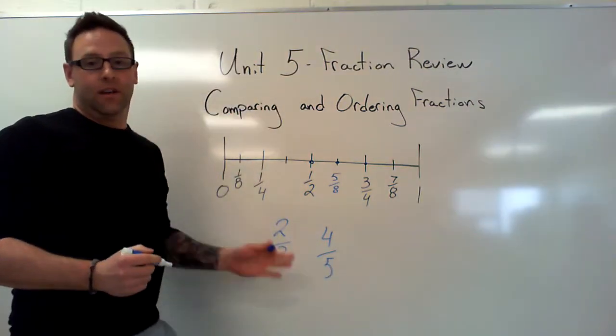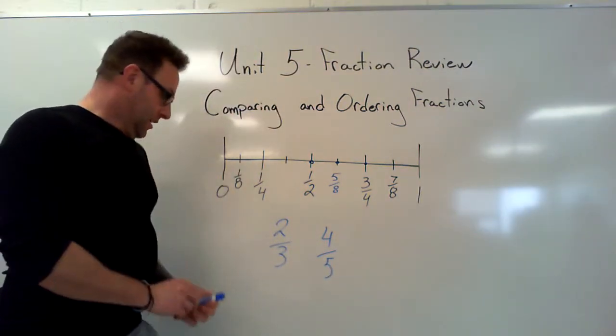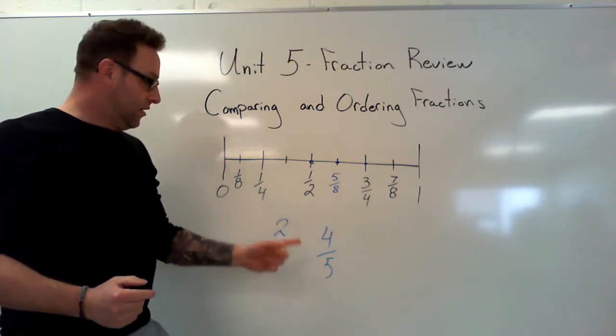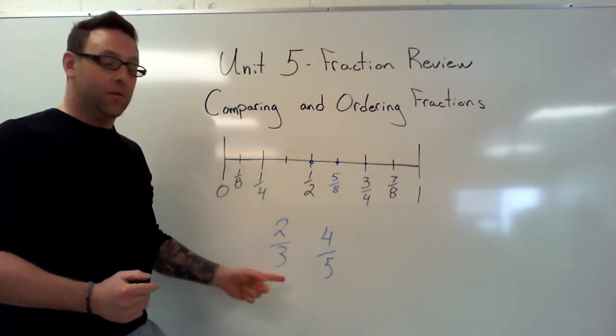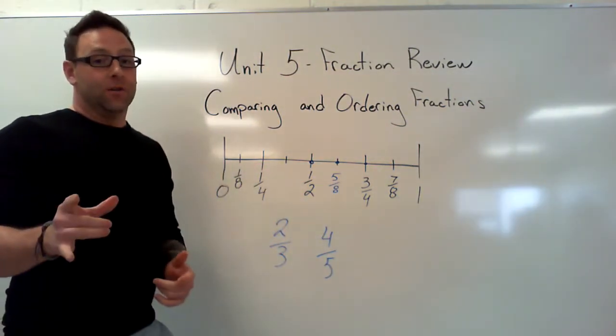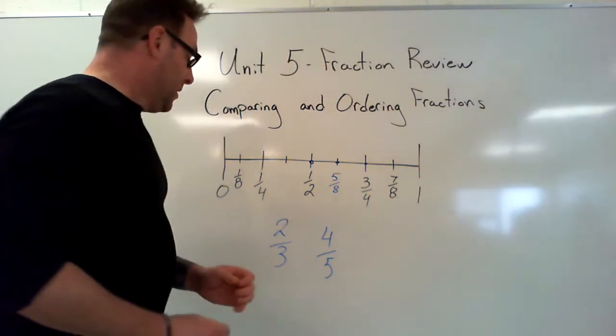2 over 3 and 4 over 5. You may be thinking, these fractions are only 1 away from the denominator. The top and the bottom, the numerator and the denominator, are only 1 away. So they could be the same. Well, turns out they're not. And I'm going to show you why.